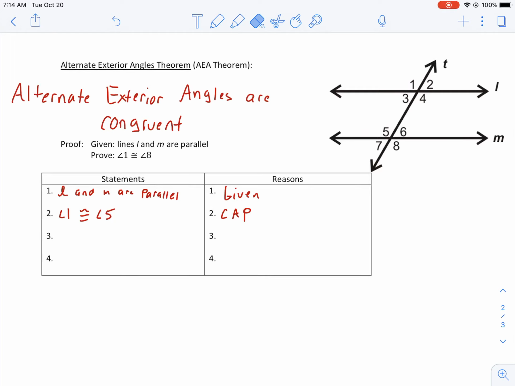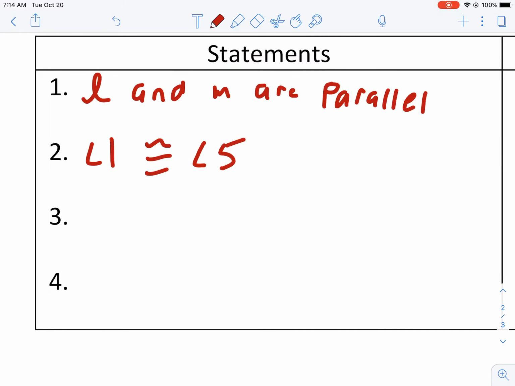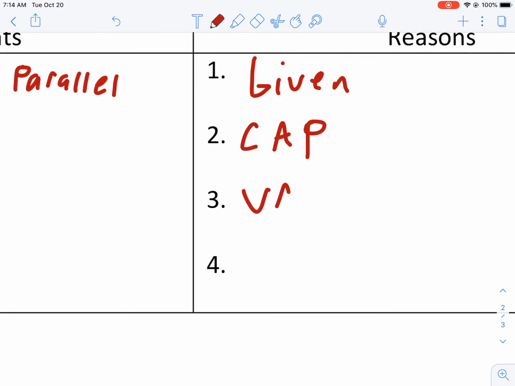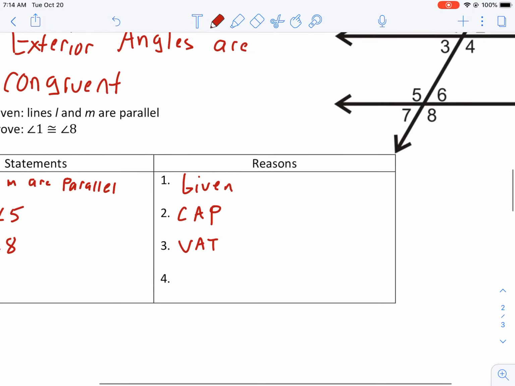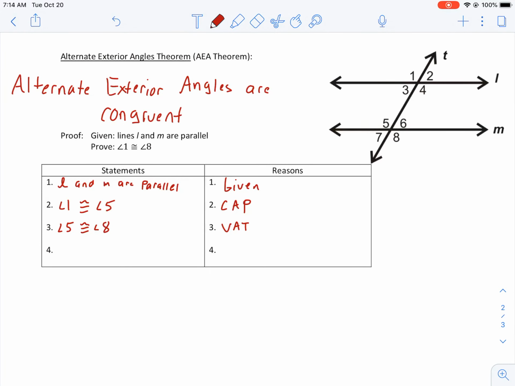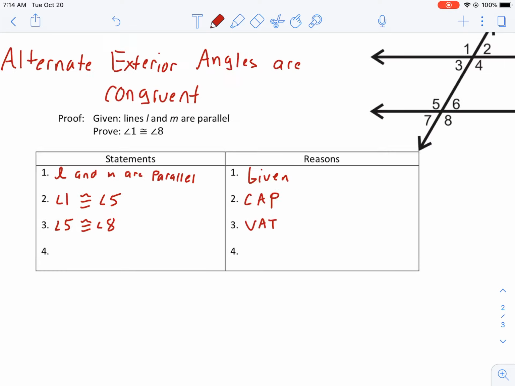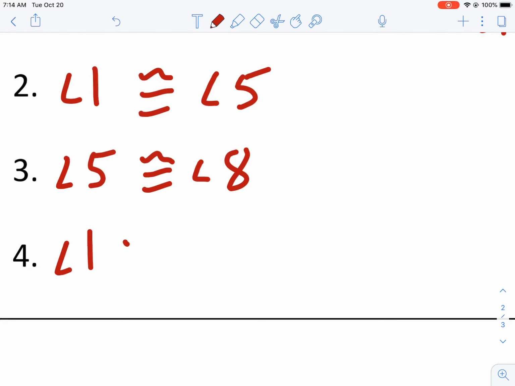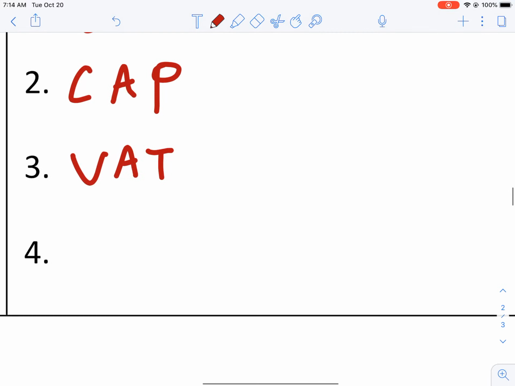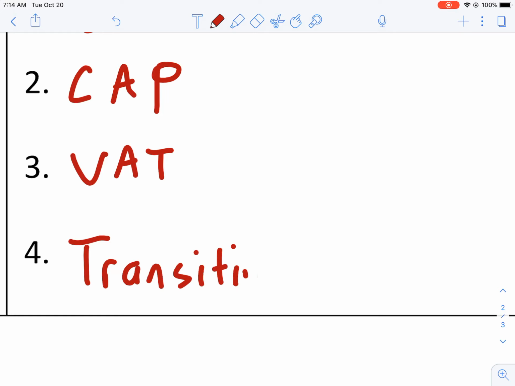Now, remember, we're trying to get from 1 to 8, so I've got from 1 to 5. Now I can go 5 to 8 from vertical angles. So that's the vertical angles theorem. And then I can finish it off. So I've gone 1 to 5, I've gone 5 to 8. So now I can go 1 straight to 8, again, with our good old friend that I told you we're going to use all the time, the transitive property.